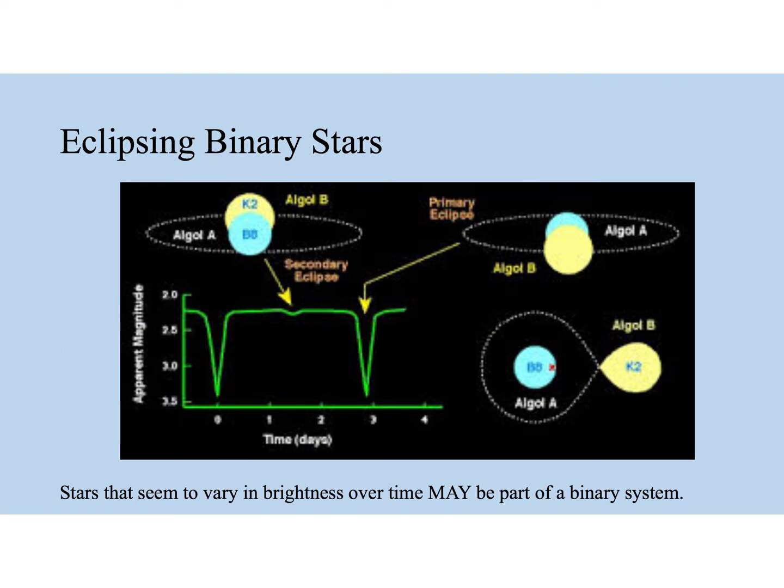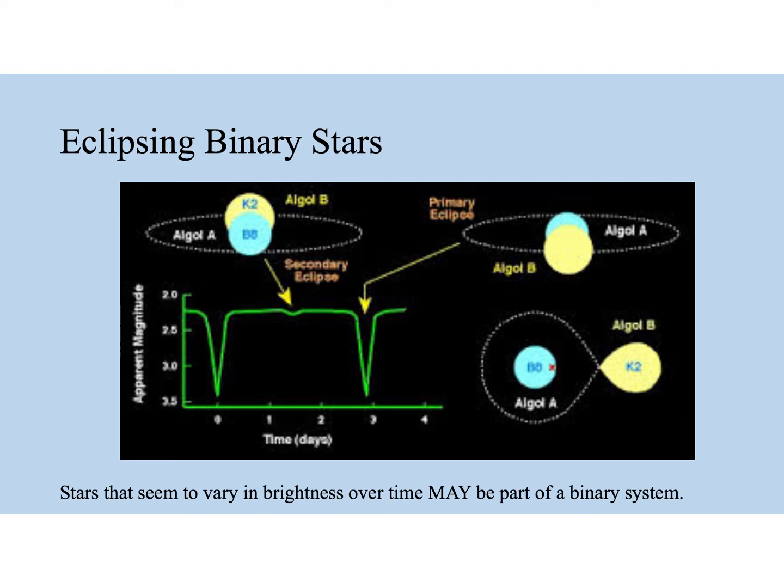Here is a binary star called Algol. It's called an eclipsing binary. Algol's name literally means demon star. Early people thought this star was possessed by the devil because it varies in brightness over time. The reason why this occurs is due to the fact that we see the system from the side.